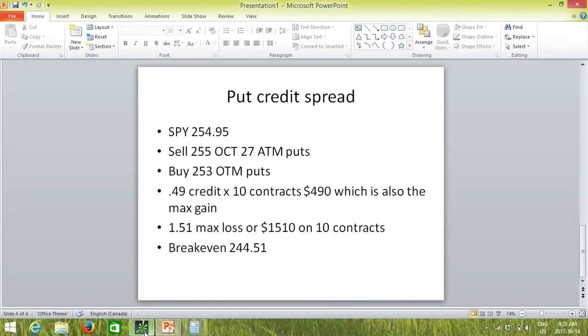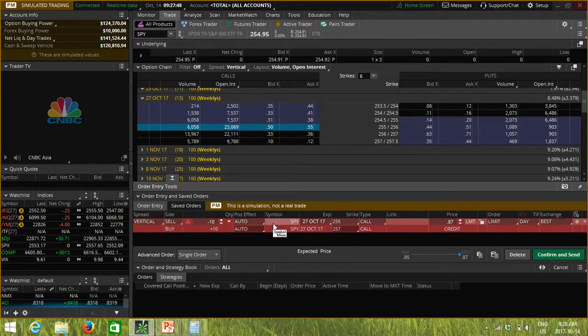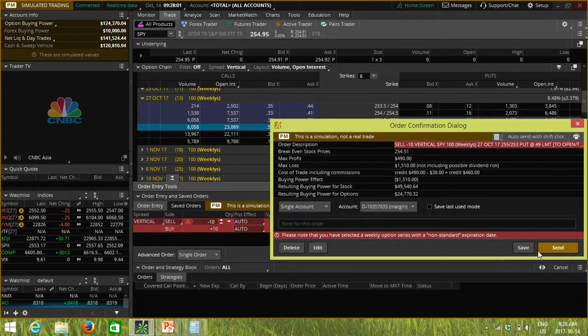Okay, so let's look at it again. I'll pull up my paper money account here. We'll change these to puts. Okay, 253. There's our 49-cent credit, and there are our numbers.